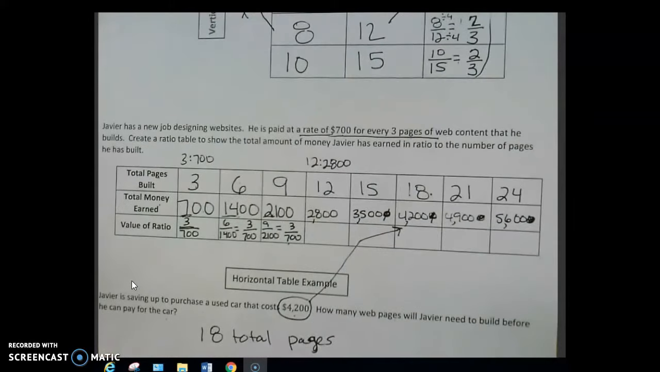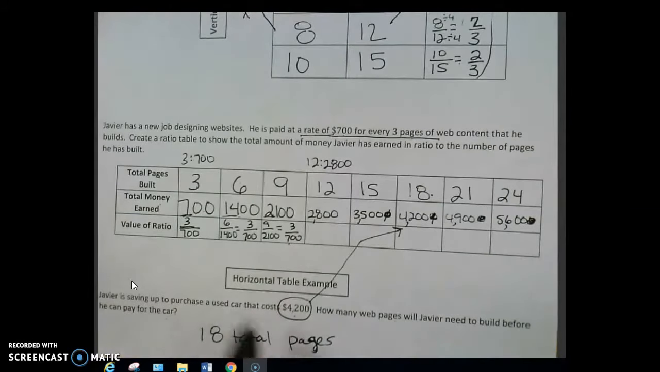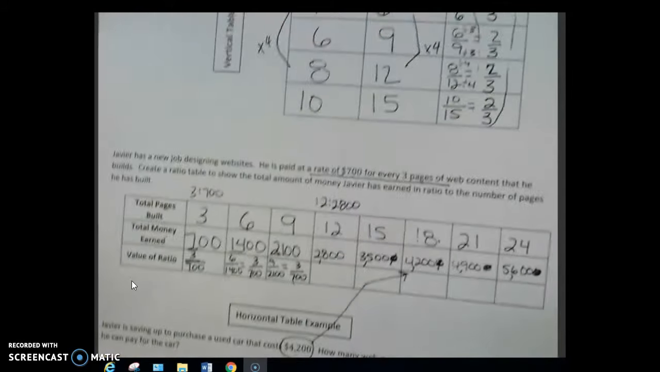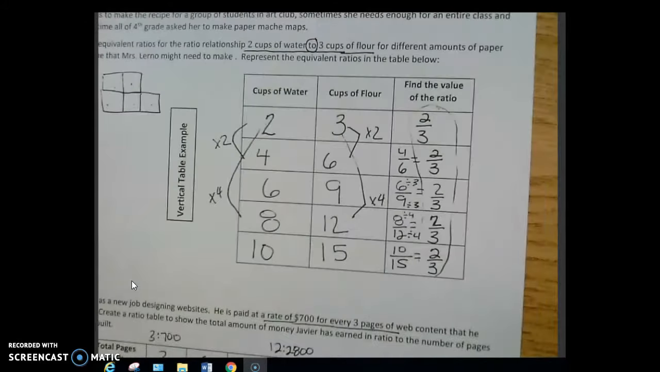These tables should look familiar to you from other data that you've collected and how to organize them. We're just using it with ratios now and applying it to that context.